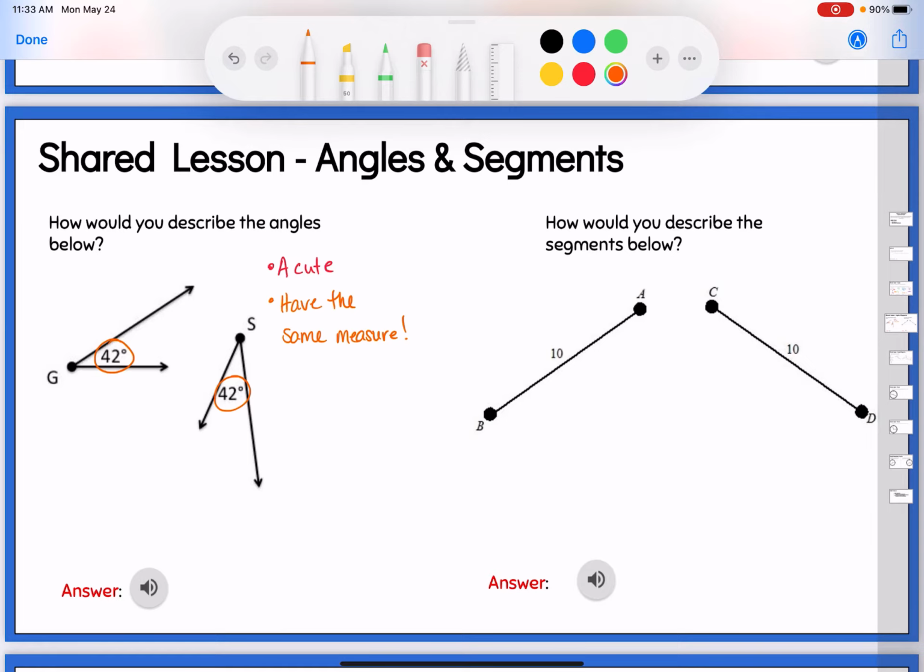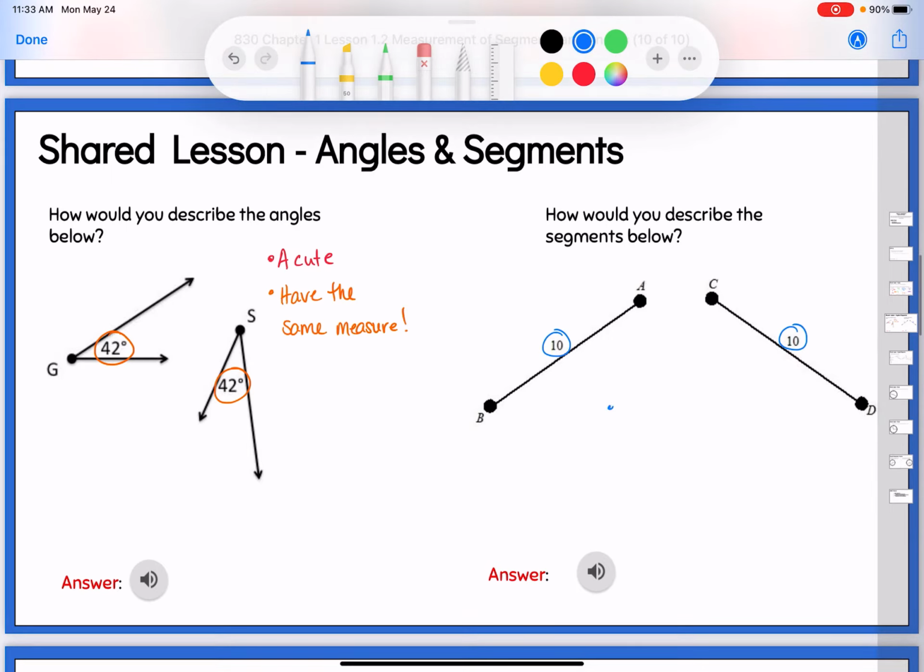Well, how would you describe these 2 segments? We can't say they're acute or obtuse or straight. Those are segments, not angles, right? So you probably would notice, though, hey, these are both 10. So these have the same measure.